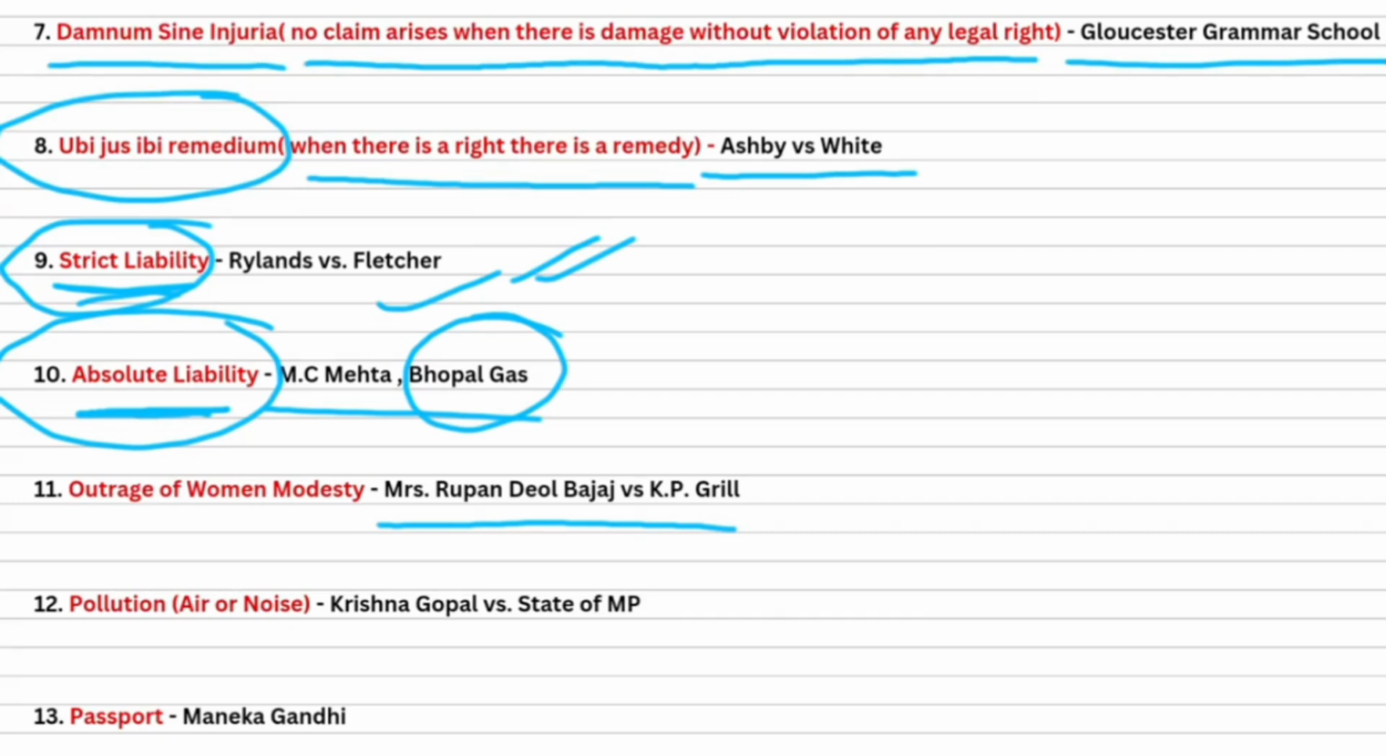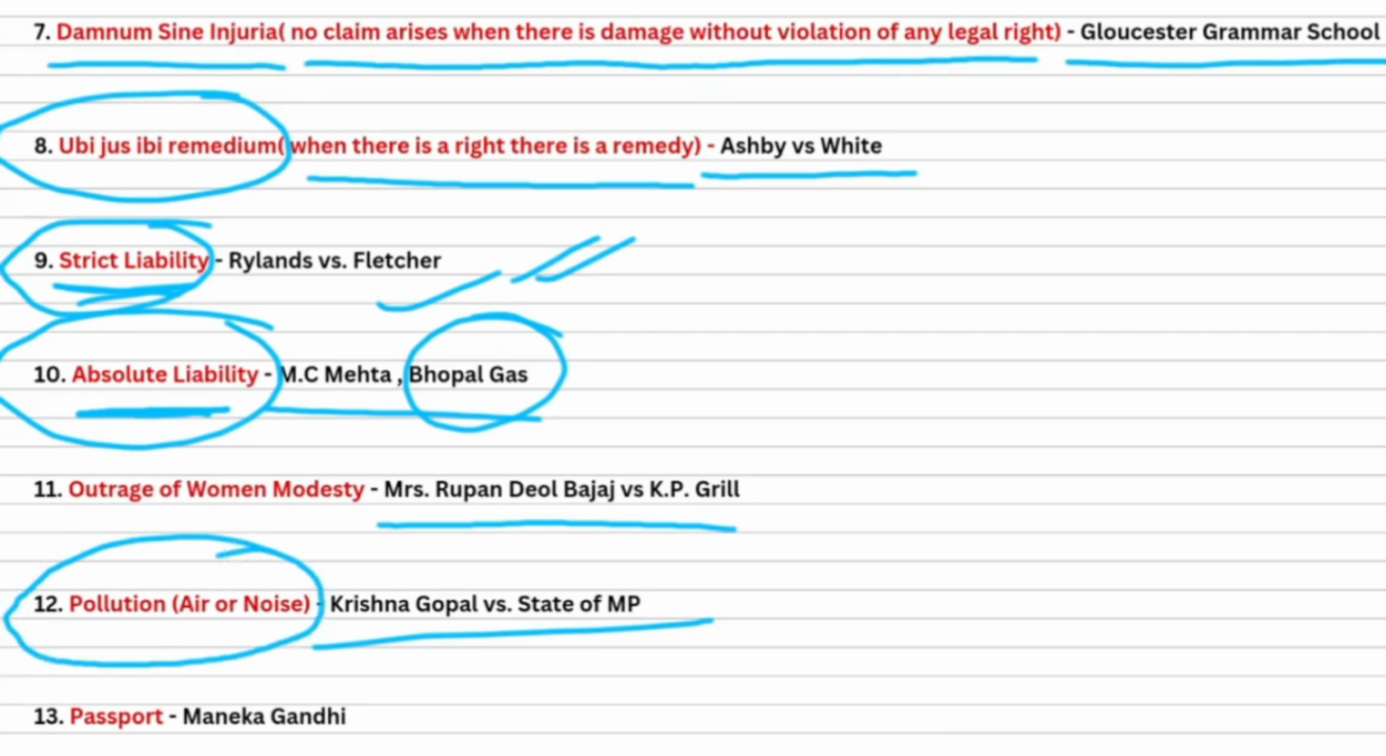The next case we have is Krishna Gopal versus State of Madhya Pradesh. This case addressed the need for pollution control in India. Under this case, the Supreme Court ordered strict measures to be taken to prevent environmental damage and protect public health, more specifically to control the pollution caused in the air and noise pollution.